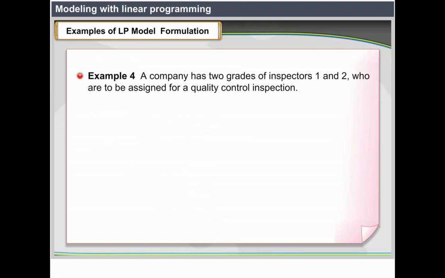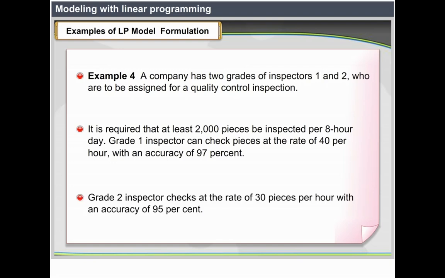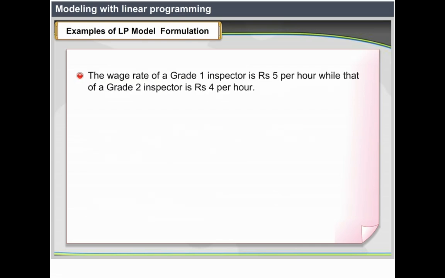Example 4. A company has two grades of inspectors 1 and 2 who are to be assigned for a quality control inspection. It is required that at least 2000 pieces be inspected per 8-hour day. Grade 1 inspector can check pieces at the rate of 40 per hour with an accuracy of 97%. Grade 2 inspector checks at the rate of 30 pieces per hour with an accuracy of 95%. The wage rate of a grade 1 inspector is rupees 5 per hour, while that of a grade 2 inspector is rupees 4 per hour.